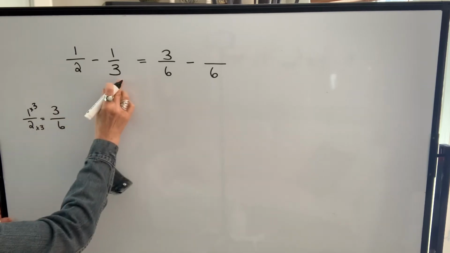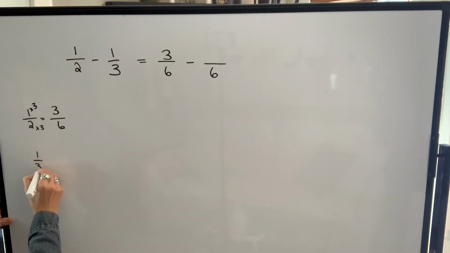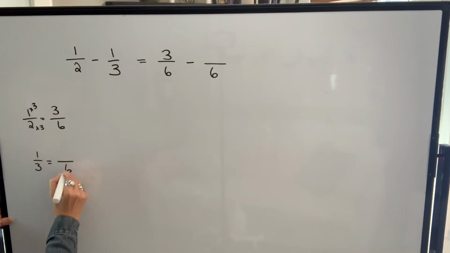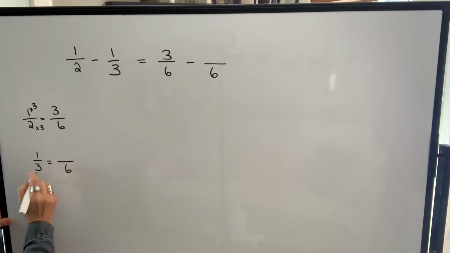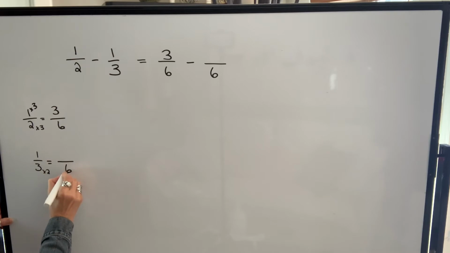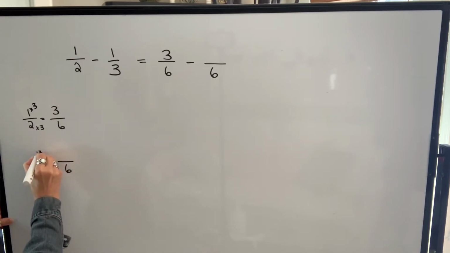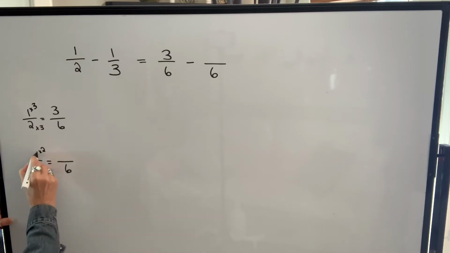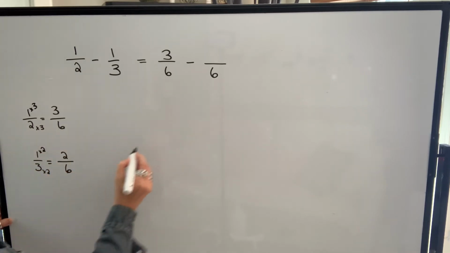We do the same thing with the other fraction, 1/3. We have to change it to an equivalent fraction with 6 as the denominator. In order to do that, we multiply 3 by 2 to get 6. And if I multiply my denominator by 2, I need to multiply my numerator by 2 as well. So 1 times 2 is 2. So 1/3 is equivalent to 2/6.